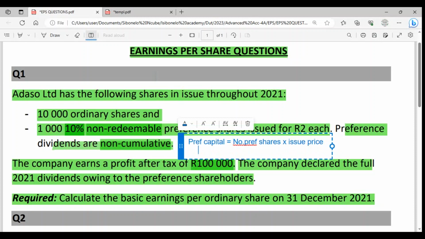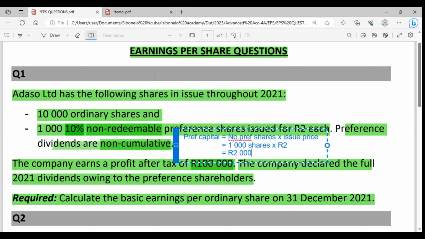So guys, we are told that the number of preference shares in issue is 1,000 shares. You're gonna multiply this by 2 rand, because each share was issued for how much? For 2 rand. So times 2 rand. This will give us a capital of 2,000. So the capital here is 2,000.